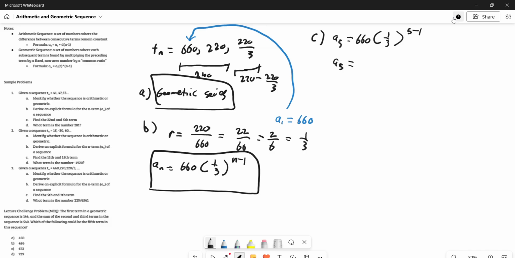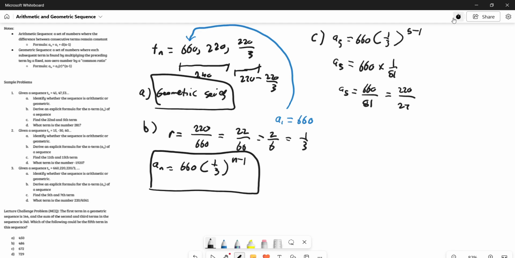Okay, the issue is that I'm getting a fraction on my calculator, so try to do this by hand. 1 over 3 to the power of 4 is just going to be 1 over 81. A sub 5 is 660 over 81. We can simplify this fraction down to 220 over 27.